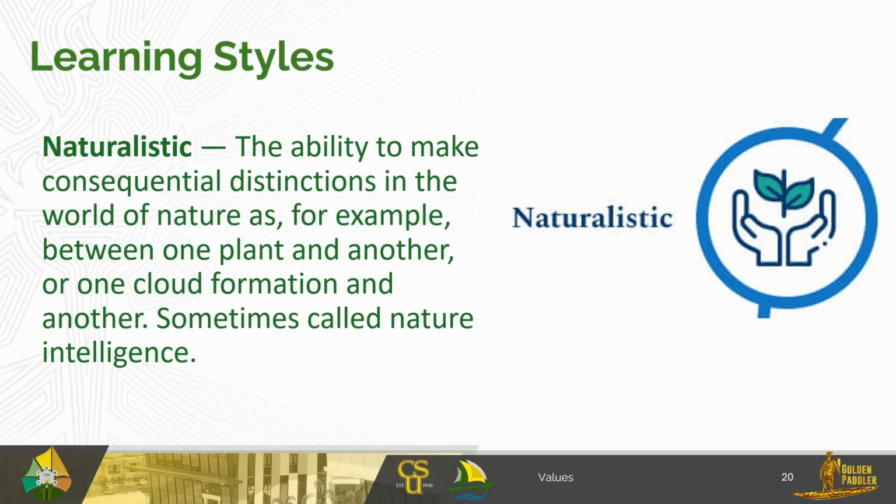Lastly, we have naturalistic learners. This refers to the ability to make consequential distinctions in the world of nature, as, for example, between one plant and another, or one cloud formation and another. This is sometimes called nature intelligence. The naturalist learns by working with and experiencing nature. If this sounds a lot like a scientist, it's because that's how scientists learn.